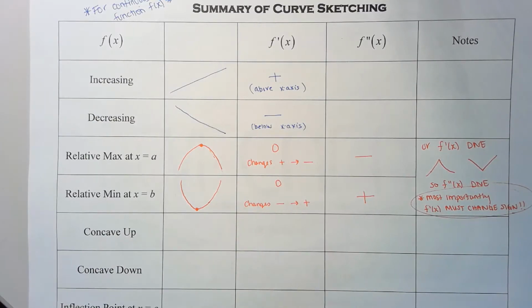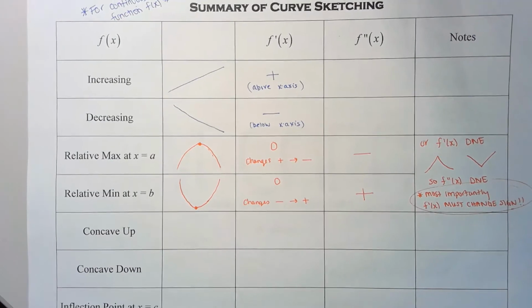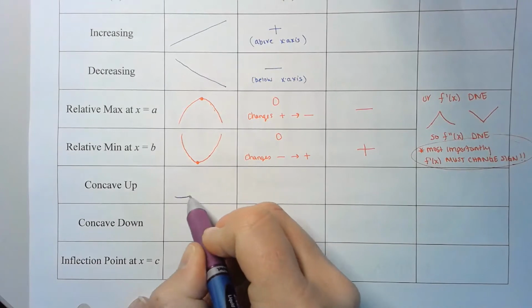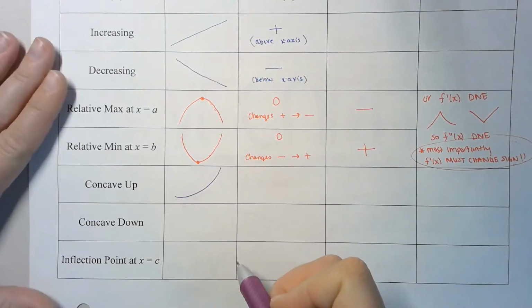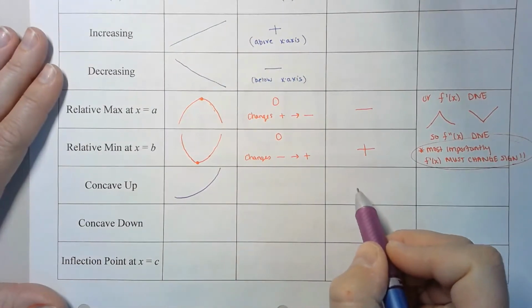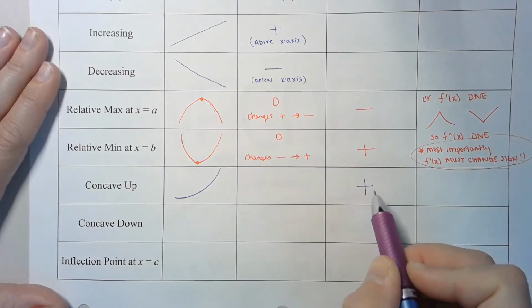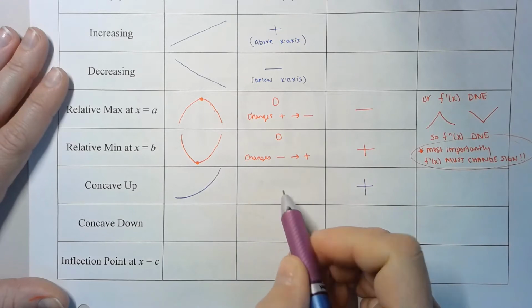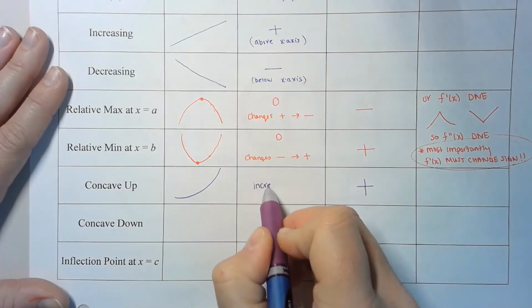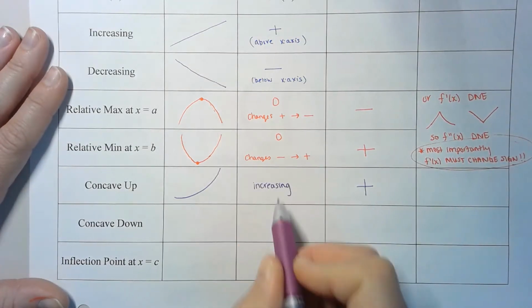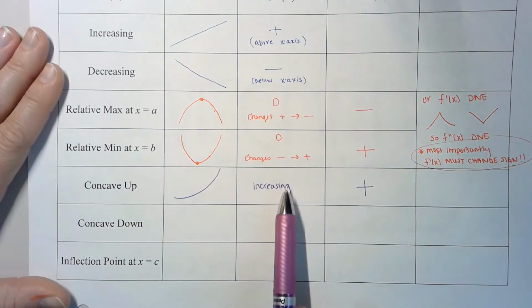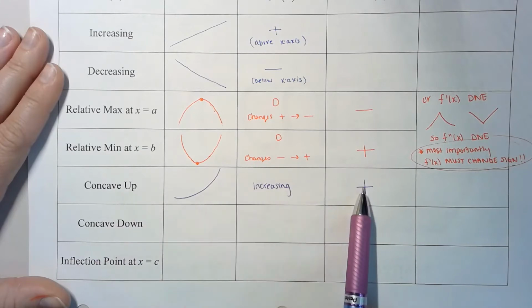Let's go down here. If our graph is concave up, we said it looks like a cup, it looks like it's smiling. We've said the second derivative is positive. But yesterday we also made the connection that the first derivative is increasing. So it's really up to you. Do you want to use the first derivative to find the concavity, or do you want to use the second? It's going to be case by case.